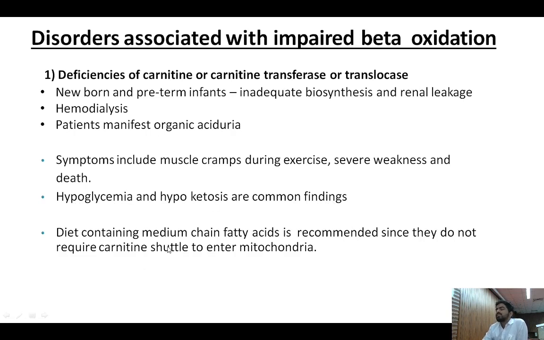What is the treatment? There is no specific treatment as such. The treatment will be basically either to replace carnitine or carnitine transferase or translocase, depending on the deficiency. But supportive treatment is a diet containing medium chain fatty acid because they do not require the carnitine shuttle. Long chain fatty acids generally require it, but medium chain fatty acids do not require the carnitine shuttle to enter mitochondria.